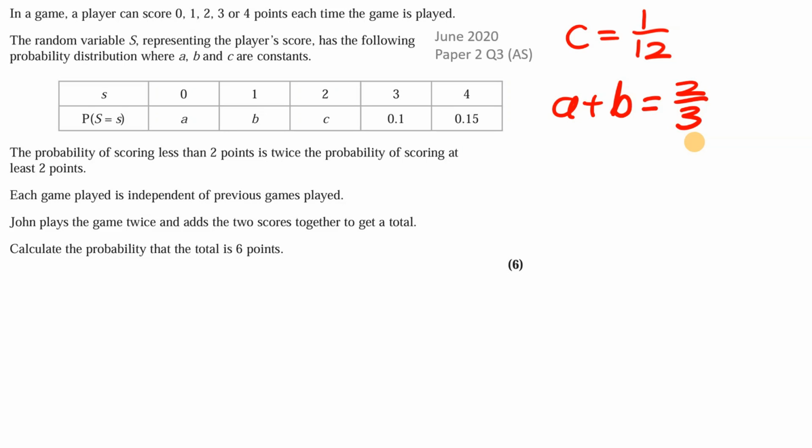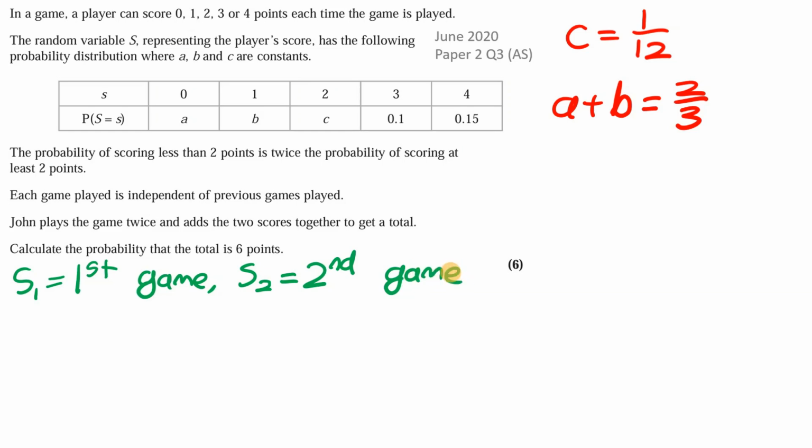So the question goes on and it says John plays the game twice and adds the two scores together to get a total. And we need to calculate the probability that the total is 6 points, okay? So John plays the game twice. So let's say that S1 is the score in his first game, and let's say that S2 is the score in his second game. So he adds the two scores together to get a total. So this is going to be S1 plus S2.